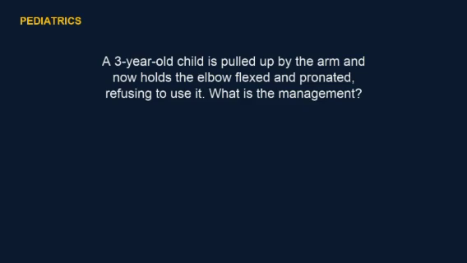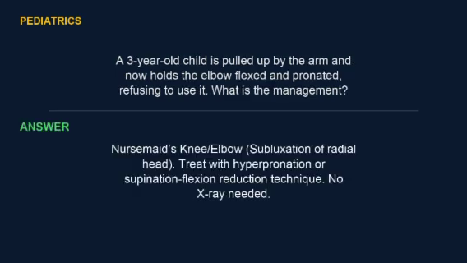A 3-year-old child is pulled up by the arm and now holds the elbow flexed and pronated, refusing to use it. What is the management? Nursemaid's elbow, subluxation of the radial head. Treat with hyperpronation or supination-flexion reduction technique. No X-ray needed.